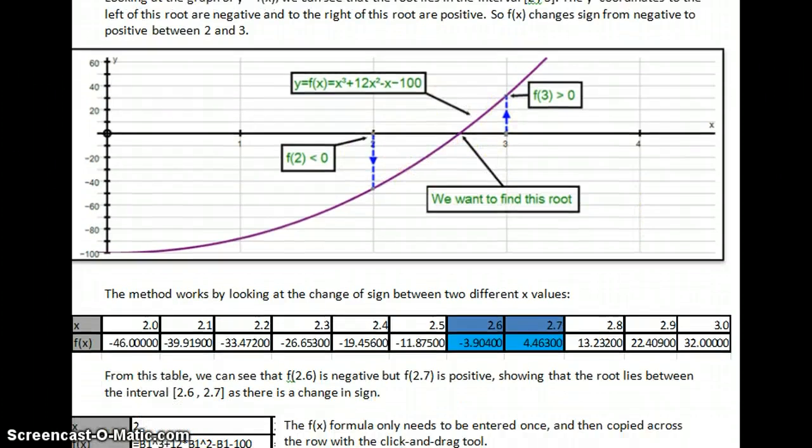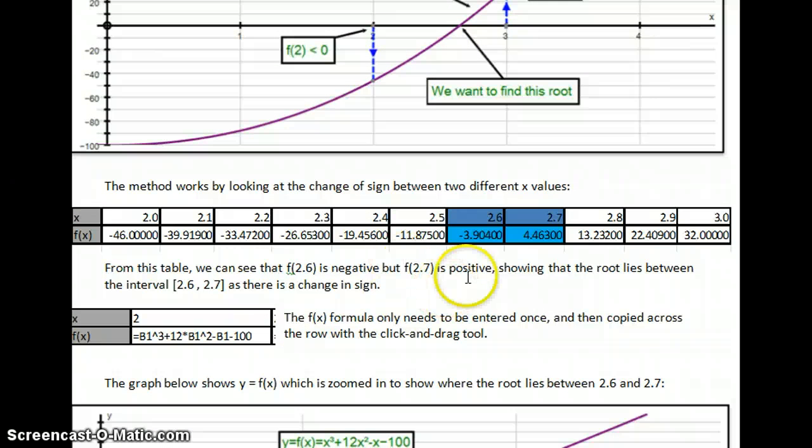As we go down, we can see that the method works by looking at the change of sign. We put the formula into Excel, and this is only entered once and copied across the row with the click and drag tool. So we put it in here, and then we use the cell above it to be dragged across, and this makes it easier for us to find what f of x is when x is a certain number. When we put this into Excel, we put it between 2 and 3, as this is where we know that the root lies.